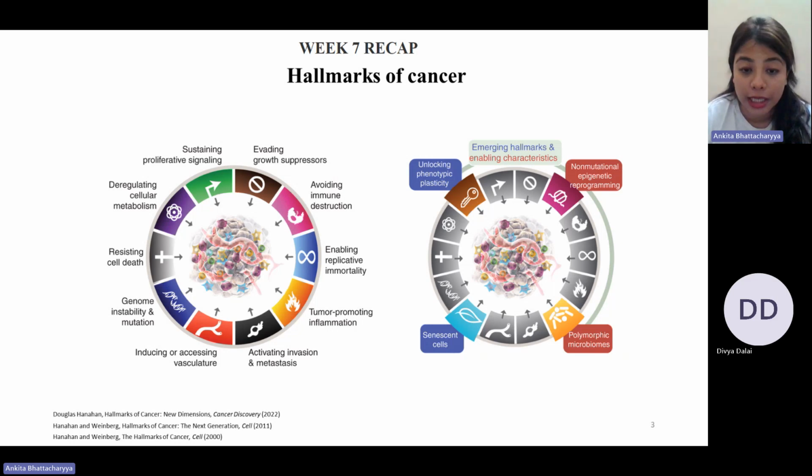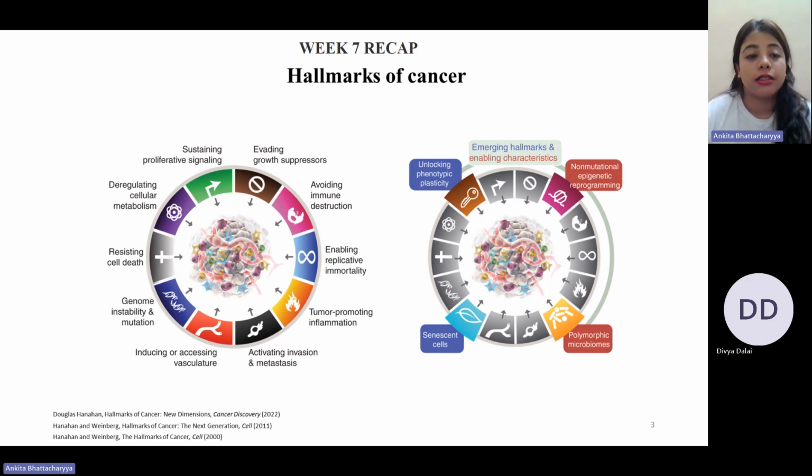And then we have tumor promoting inflammation. So it will push for such changes, or it will push for such inflammation which allows the growth of tumors. It will activate invasion and metastasis that we just discussed. It must access the vasculature. It must promote angiogenesis. It must promote the formation of blood vessels so that that region can be enriched with whatever nutrients and oxygen is required for the sustenance of such tumors. The genome of such cells is not very stable. They must incorporate mutations, which allows them to adapt very rapidly to whatever changing environment they are in.